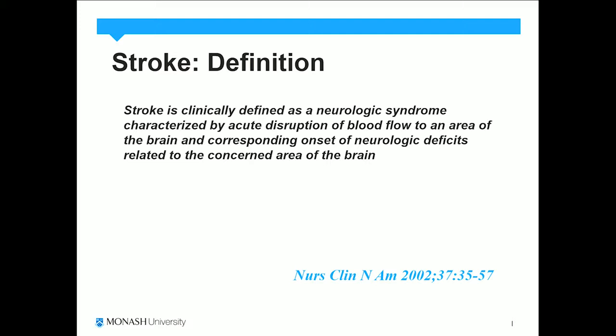So stroke is clinically defined as a neurological syndrome which is characterized by acute disruption of blood flow to an area of the brain with corresponding onset of neurological deficits, and this is related to the concerned area of the brain.